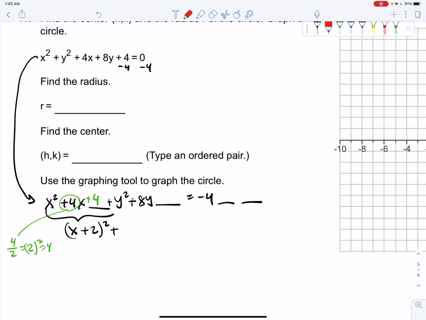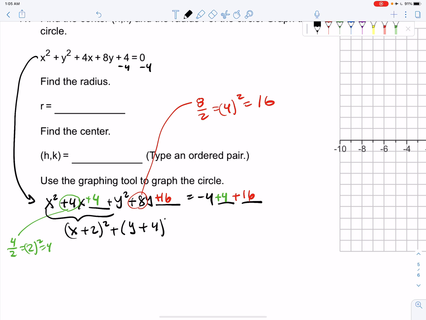Then we go ahead and complete the square for the y values, and we take this 8, cut it in half, which is 4, square it, which is 16. And so 16 is the value that completes the square. Now, before we really screw this up, I added 4 on the left, so I have to add 4 on the right. I added 16 on the left, so I have to add 16 on the right side of the equation. Okay, now the y terms will factor into y plus 4 quantity squared.